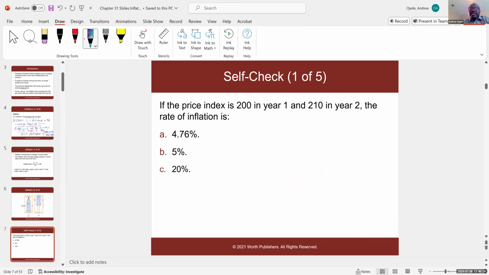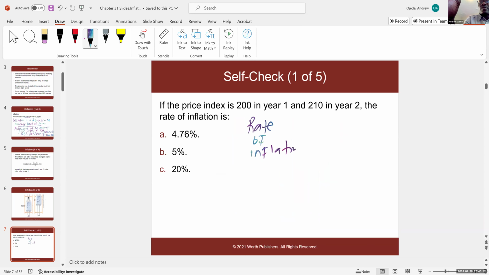So if the price index is 200 in year one and 210 in year two, then the rate of inflation is going to be, we talked about that already. The rate of inflation is the percentage increase in the price level from period one to period two. That's the price level in period two minus the price level in period one, divided by the price level in period one. Then you multiply this by 100.